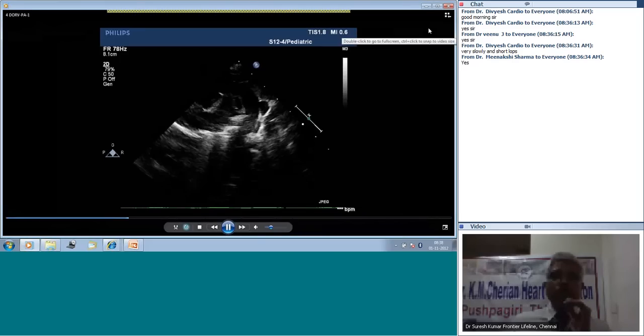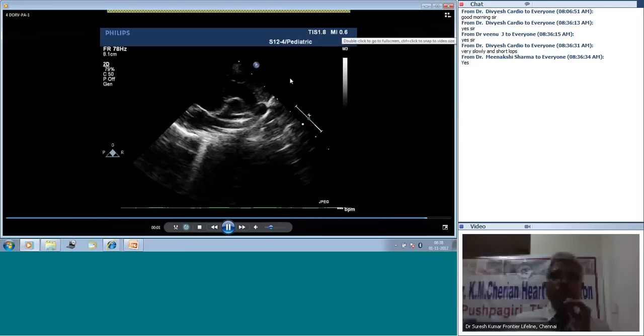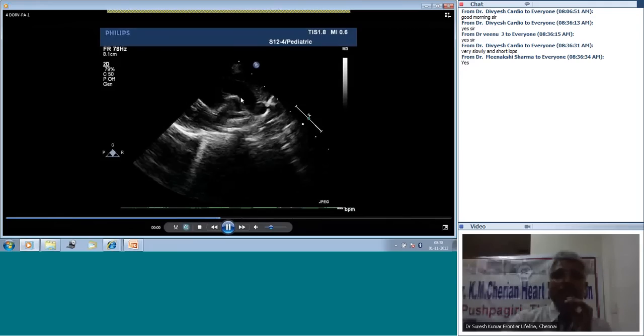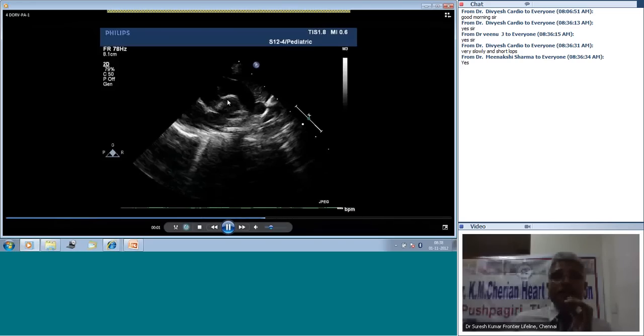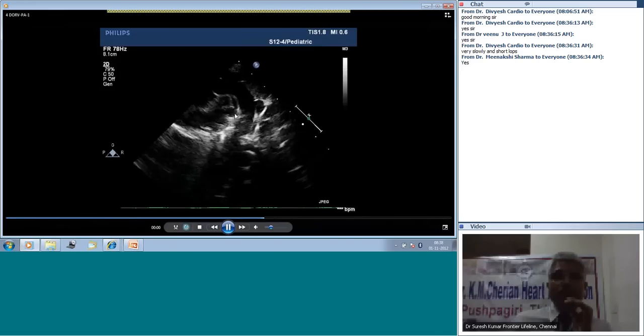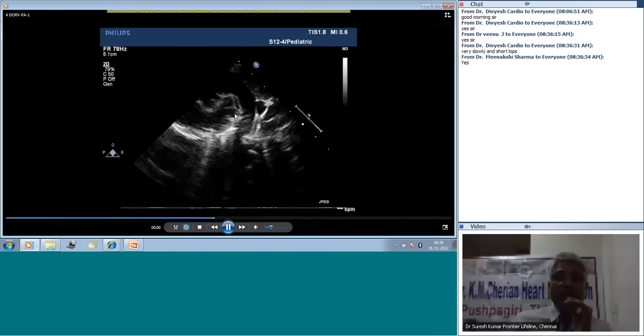Here, you find that there is only one vessel which is leaving the heart, which is the aorta. The pulmonary artery is atretic. You can see that in the lower part, the pulmonary artery is not seen at all posterior to the aorta until you see quite lower down, because this is supplied by a ductus, as you will see in the next image.